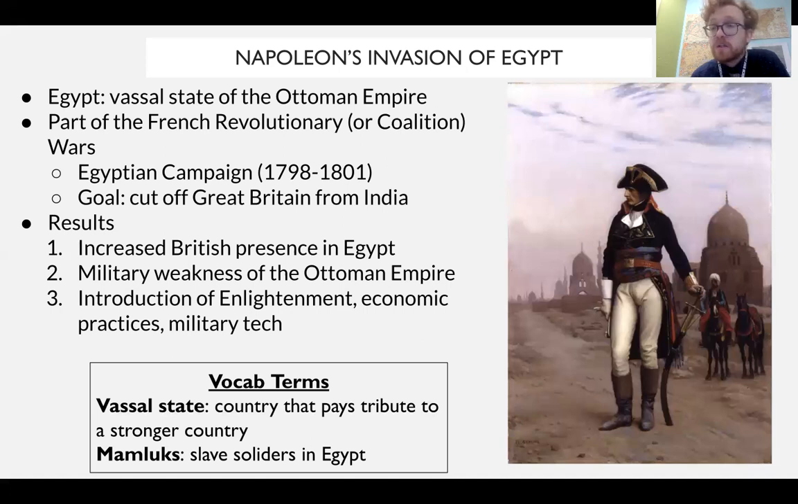It's also going to lead to more British presence in Egypt, and it's also introducing to Egypt a lot of Western ideas. And look at Napoleon right there. He's just so confident that he'll conquer all of Egypt and stop the British. Napoleon.